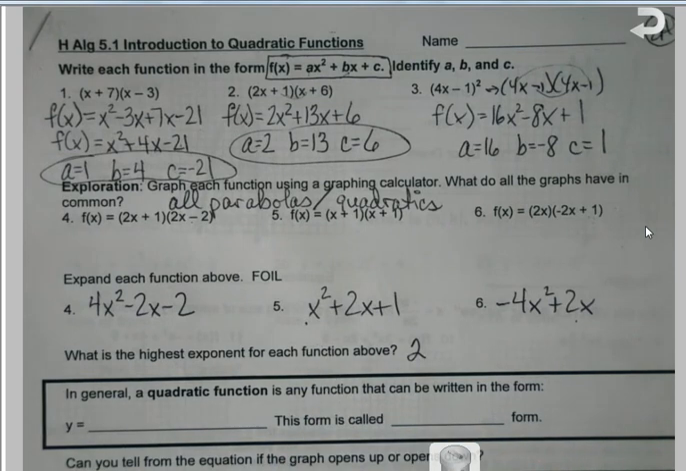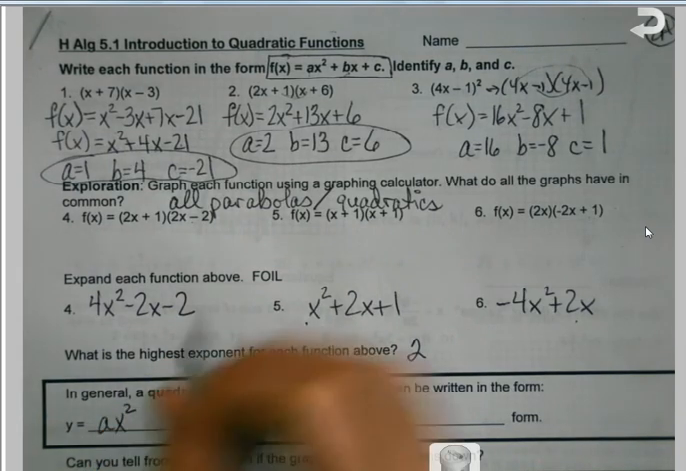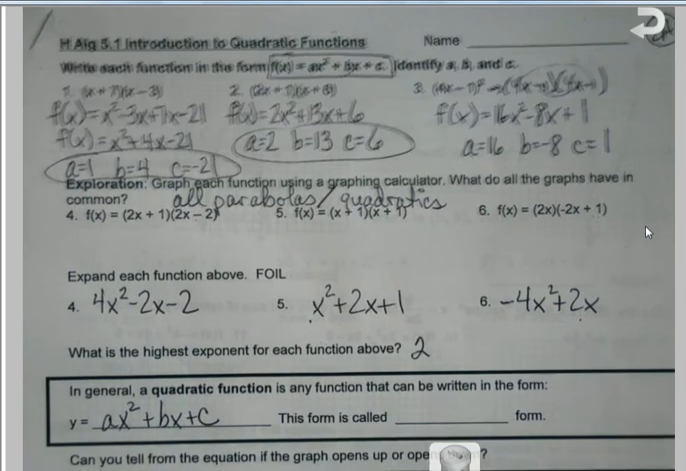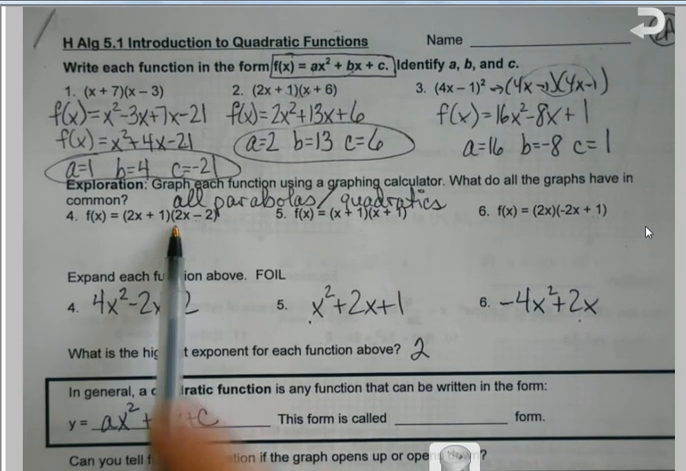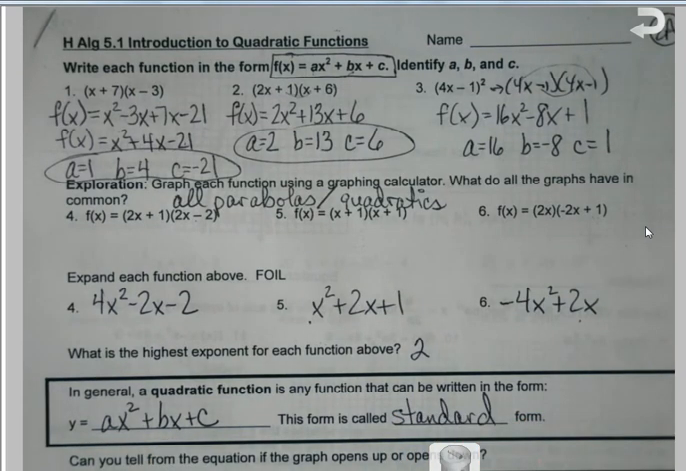Like we'd mentioned up above, all of these, even if they're in their factored out form, could be FOILed out and written as ax squared plus bx plus c, which is our standard form.